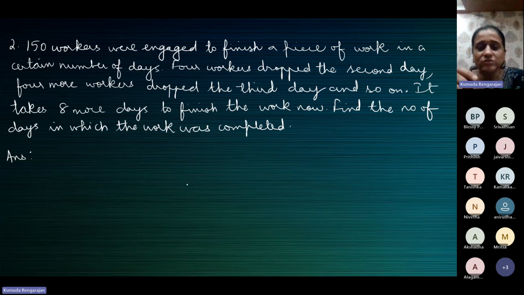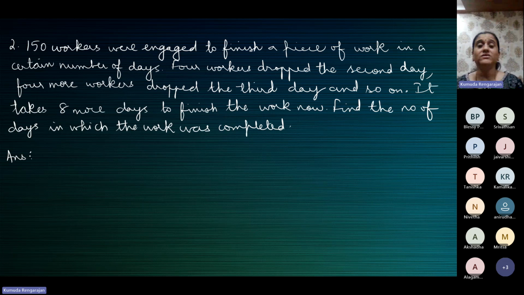As per plan, it should have been completed in n days. Now, because 4 workers dropped every day, the work is delayed by 8 days. It takes 8 more days to finish the work. So n plus 8. Find the number of days in which the work was completed.